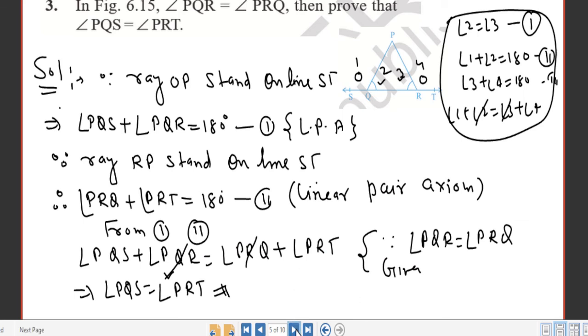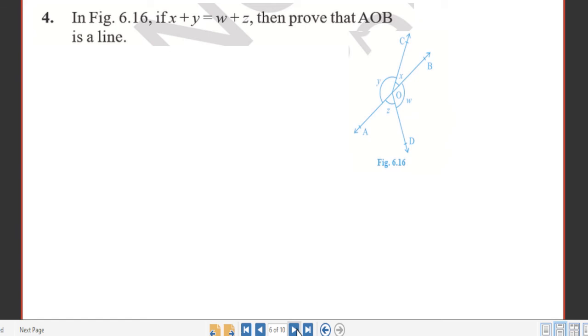So next, question number 4. In the given figure 6.16, if x plus y is equal to w plus z, then show that AOB is a straight line. We have to show that AOB is a straight line. To prove that AOB is a straight line, what we have to prove? If the sum of two adjacent angles is 180 degree, then obviously the opposite arms of the adjacent angles form a straight line. So we can prove x plus y is equal to 180 degree, or we can prove z plus w is equal to 180 degree. Any one we can prove and give the proper reason. This is axiom 6.2.